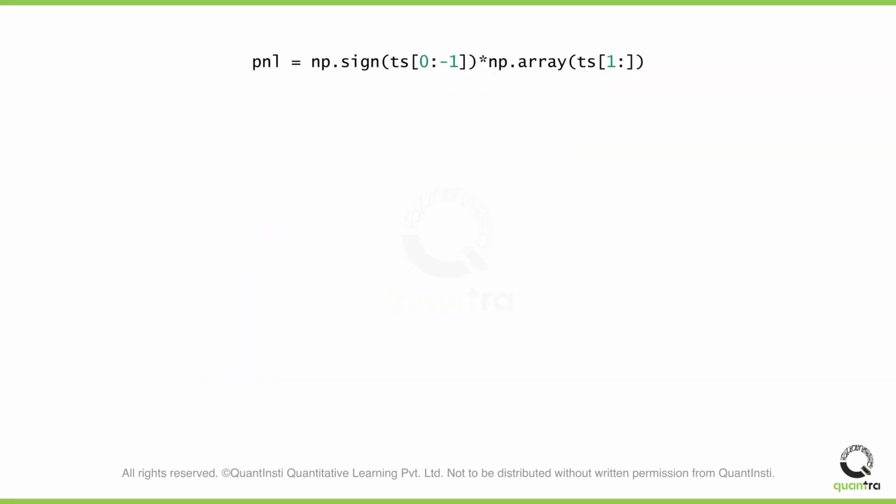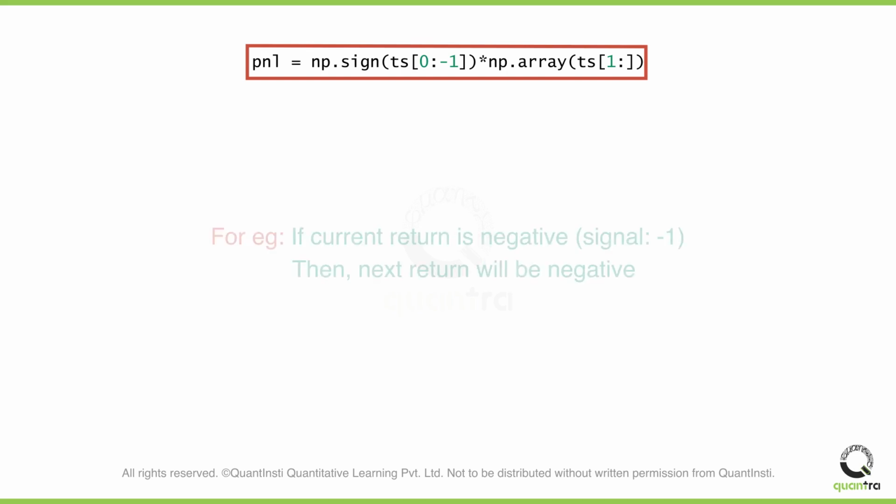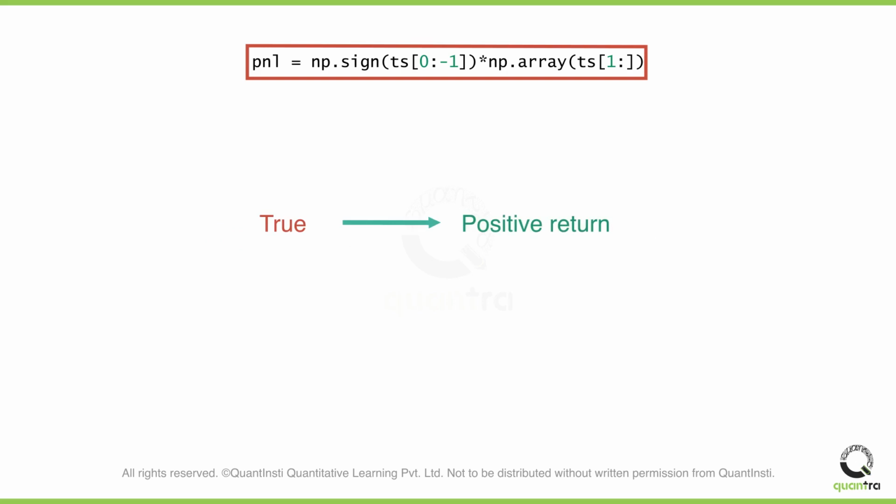In the code, we've calculated the sign of the current returns and multiplied it by the next period's return, by shifting the return series 1 to the left. So, if our current return is negative, which means signal equals -1, we predict the next return to be negative as well, due to autocorrelation. If that's true, our return will be positive, or negative, if the signs don't match.